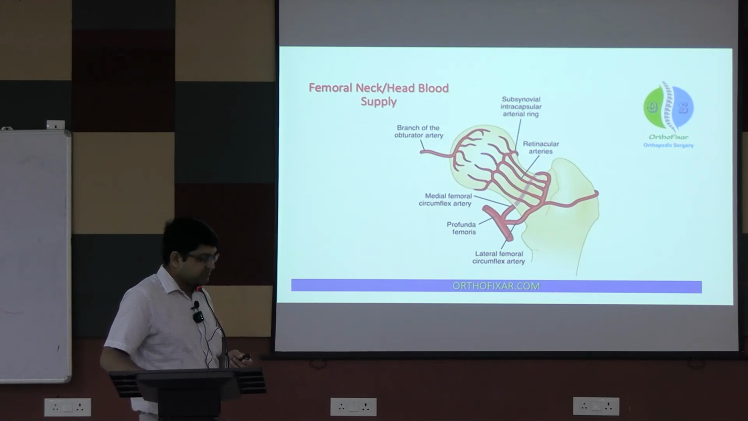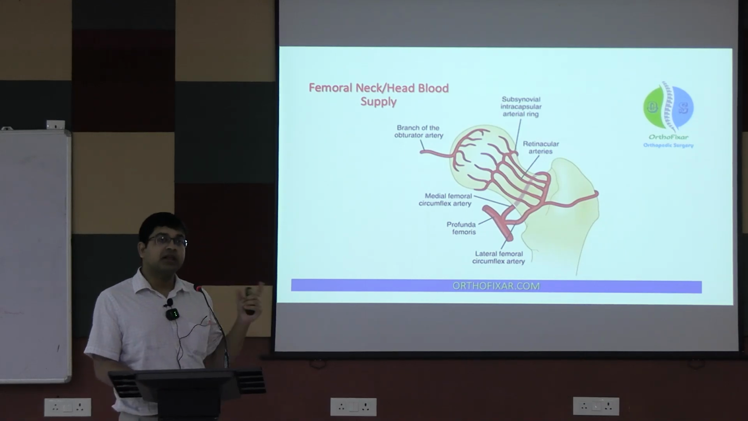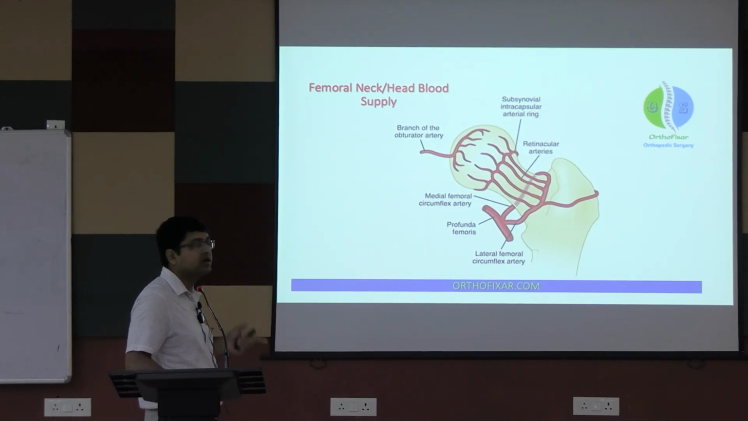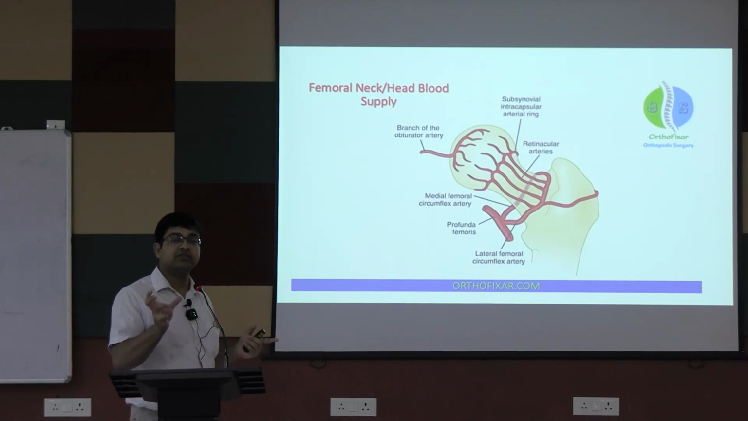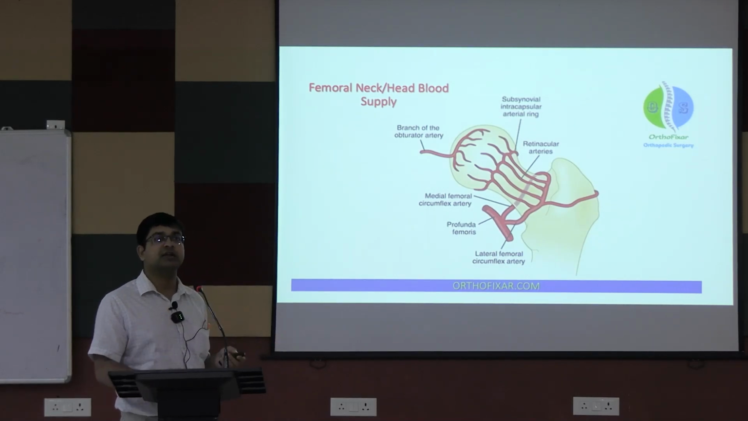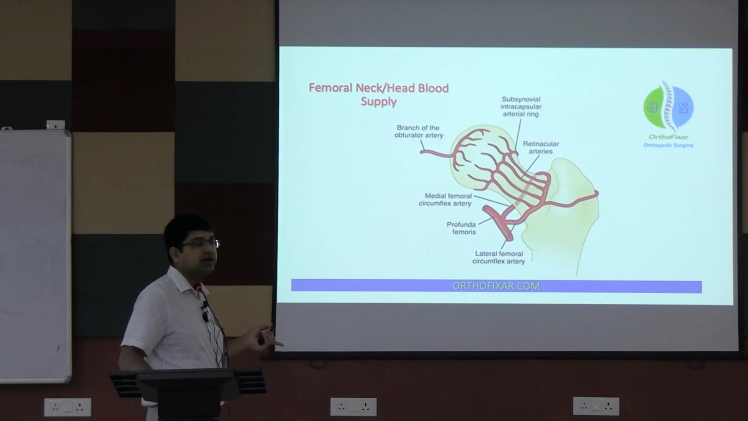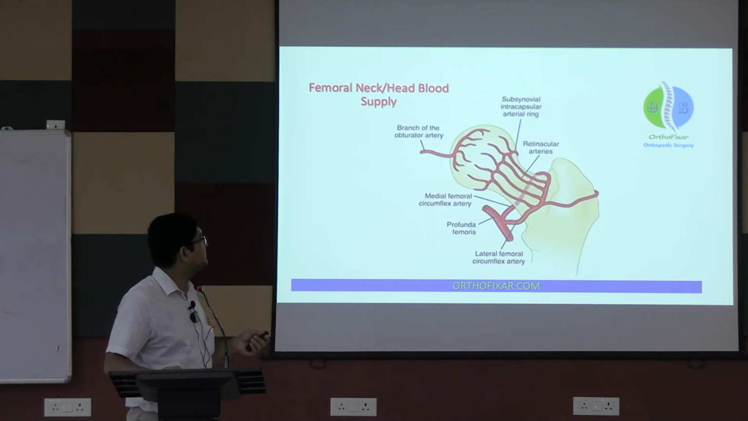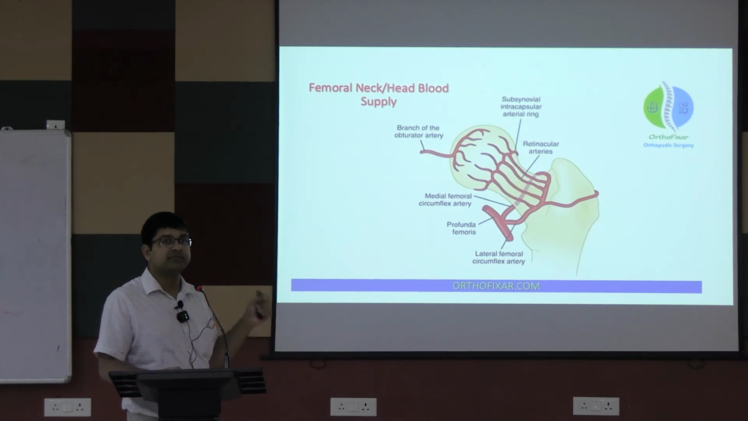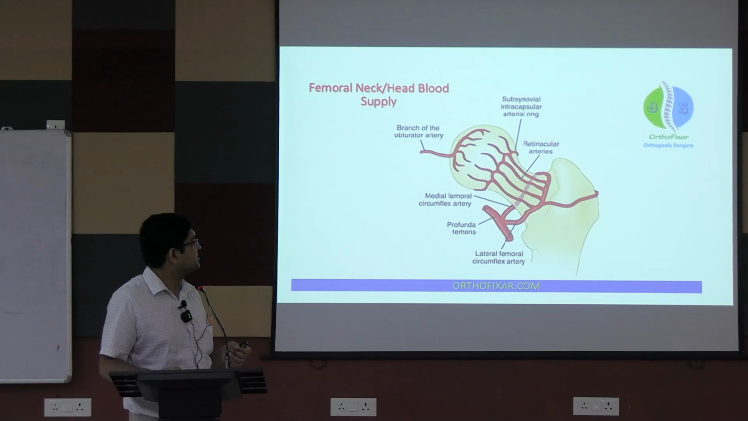And at the base of the femoral head, they will again form a arterial ring. ঠিক আছে, they will again form a arterial ring, and this is a intracapsular arterial ring, অথবা এটাকে আরেকটা নাম হচ্ছে subsynovial arterial ring, subsynovial or intracapsular arterial ring. ঠিক আছে, subsynovial arterial ring. At the base of the femoral head, they will again produce a arterial ring.